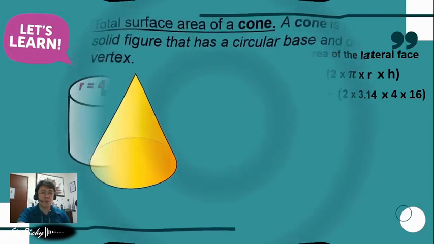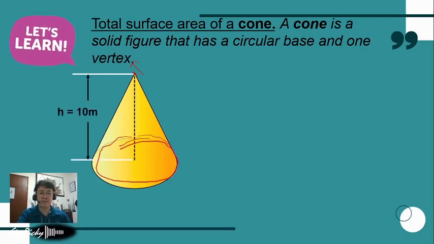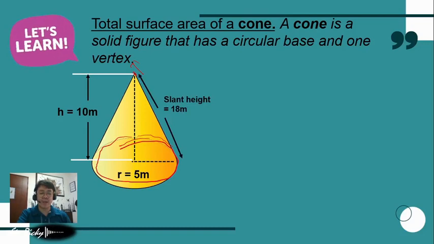So let's go to the total surface area of a cone. As you can see here, a cone is a solid figure that has a circular base and one vertex. So when we say vertex, this one will be the vertex, and this will be the circular base. Okay, let's say that the height of this cone is 10 meters, and the radius is equal to 5 meters. To solve, the slant height is equal to 18 meters.